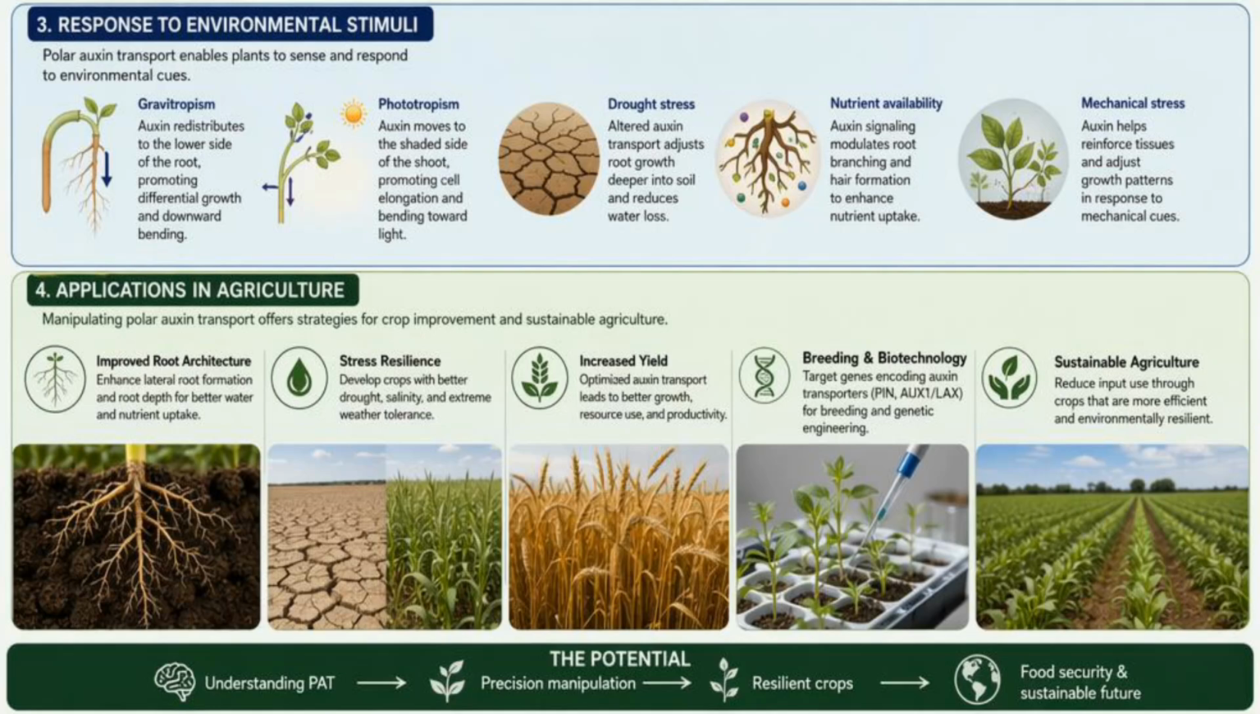Mechanical stress. Physical perturbation of roots triggers auxin redistribution that helps reinforce tissues and adjust growth patterns. Roots grow around obstacles, for example.